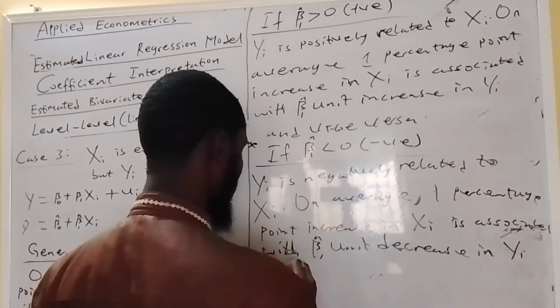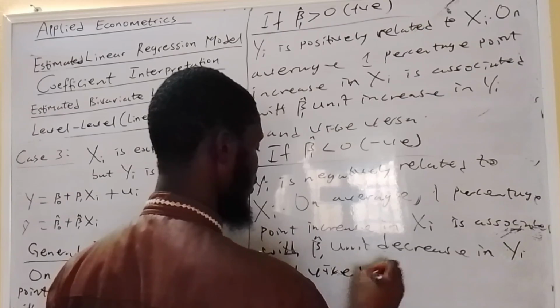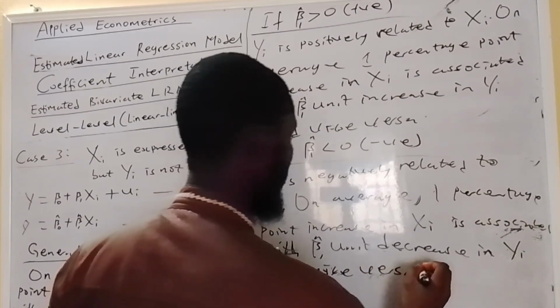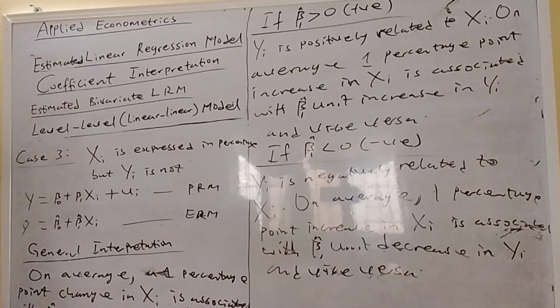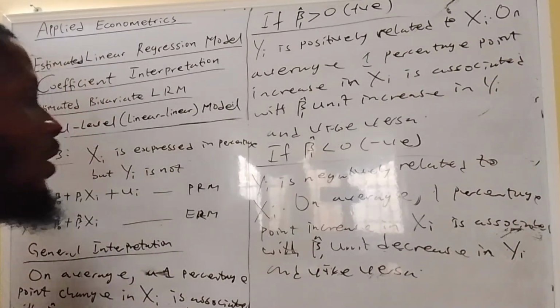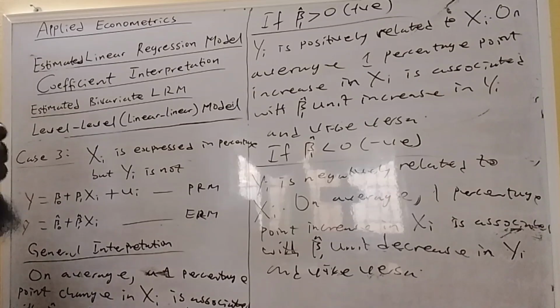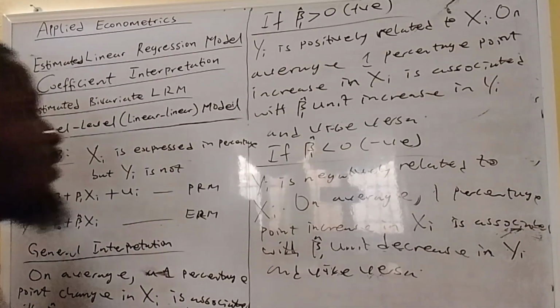Okay, and vice versa. Vice versa here implies that it could also be interpreted as on average a 1 percentage point decrease in x is associated with beta 1 hat unit increase in y.